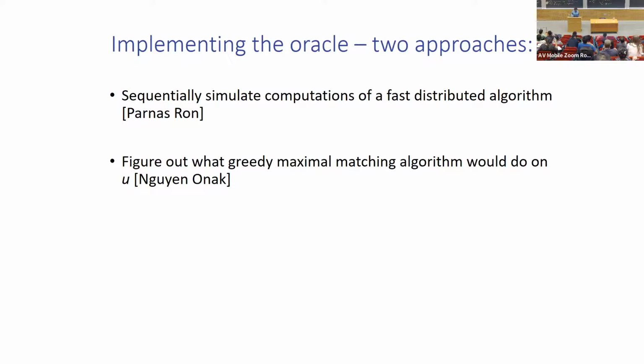Another thing that you could do is try to figure out what the greedy maximal matching algorithm would do on your particular node U. Would it have put U in the maximal matching? Why maximal matching? I'll get to that in a minute. But maximal matching is the one heuristic that gives you a 2 approximation for vertex cover, and we'll talk about that in a second. But that's another option: try to figure out what greedy would do for your node U. If it would put it in, great. Your oracle says U is in the vertex cover.